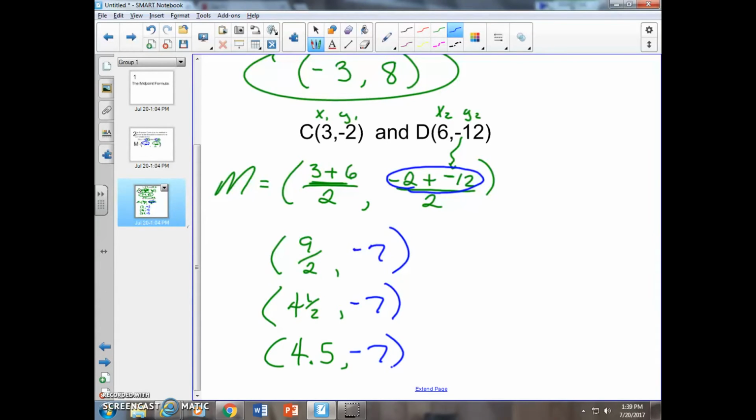Alright? I just wanted to show you an example where it didn't come out nice and pretty all the time. Sometimes when you divide by 2, it's not even, and you have to either leave it as a top-heavy fraction, simplify it, or call it a decimal.